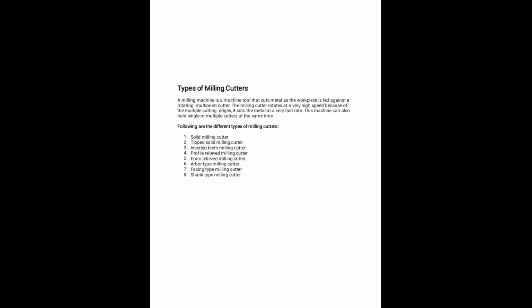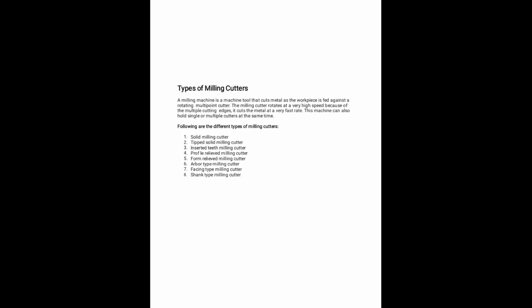A milling machine is a machine tool that cuts metal as the workpiece is fed against the rotating multi-point cutter. The milling cutter rotates at a very high speed, and because of the multiple cutting edges, it cuts the metal at a very fast rate. This machine can also hold single or multiple cutters at the same time.